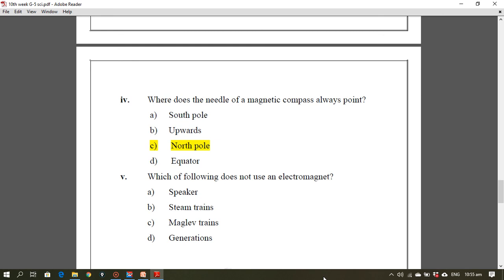Where does the needle of a magnetic compass always point? South pole, upward, north pole, equator. Answer is north pole. Which of the following does not use an electromagnet? Speakers, steam trains, maglev trains, generators. The answer is steam trains.